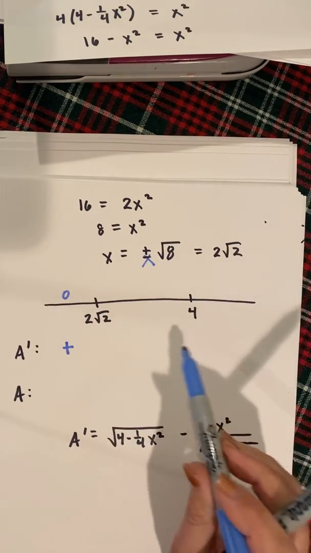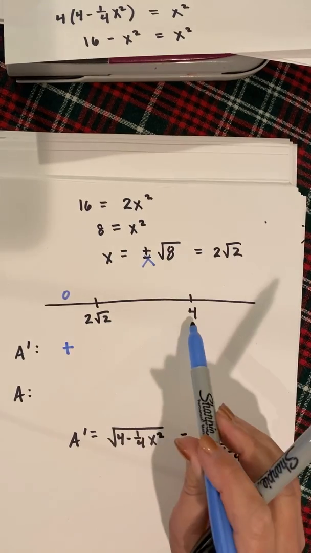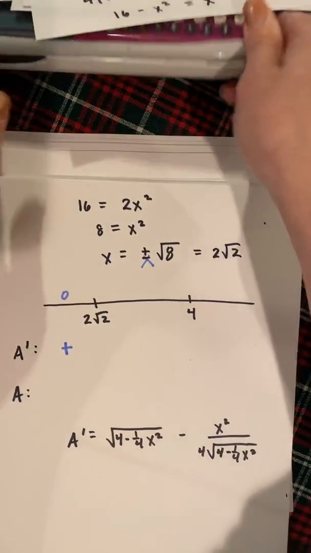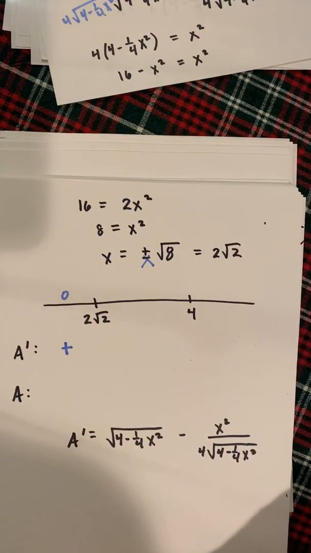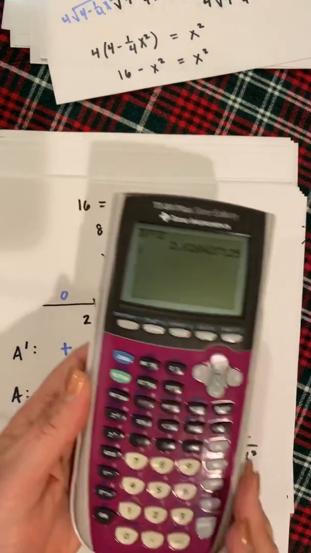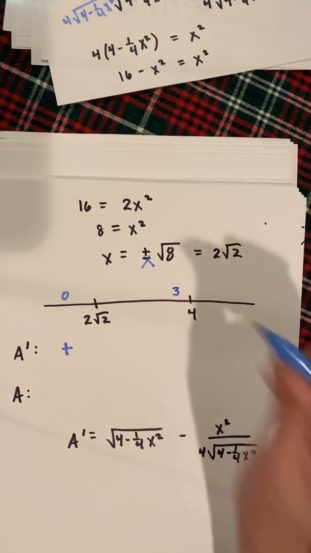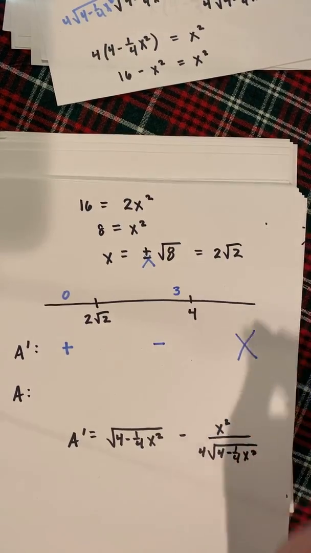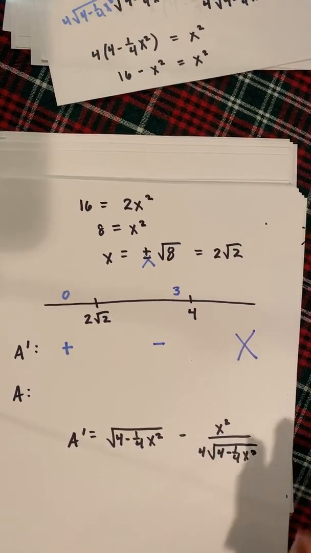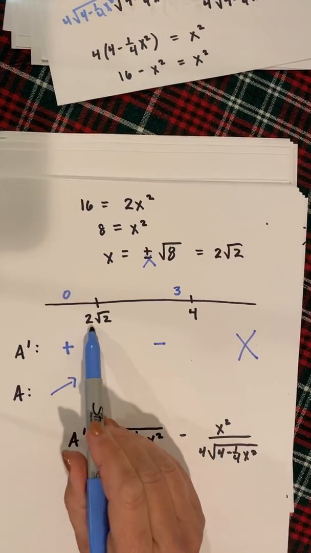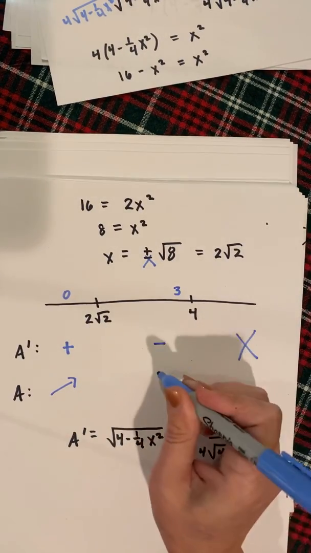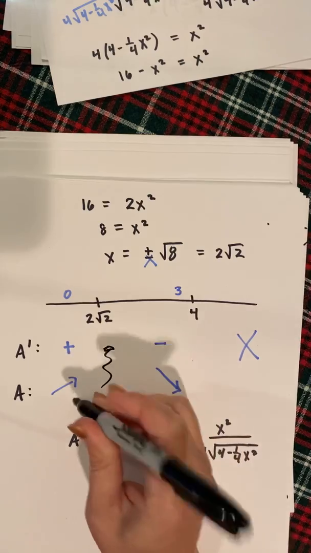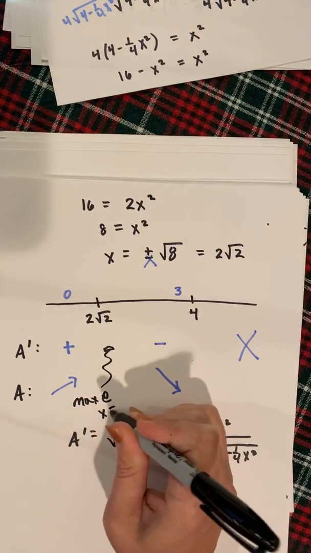If I pick any number between 2 square root of 2 and 4, like 3, for example. No, actually, that might be too big, right? Because what's 2 square root of 2? 2 square root of 2 is 2.8. So we can put in 3. If you put 3 in here and 3 in here, I promise you that your output's going to be negative. And then we can't put anything bigger than 4 in because that's outside of our domain. It will produce a negative under the radical. So the area increases until we get a side of length 2 square root of 2, and then it decreases. So therefore, this is definitely a max at x equals 2 square root of 2.